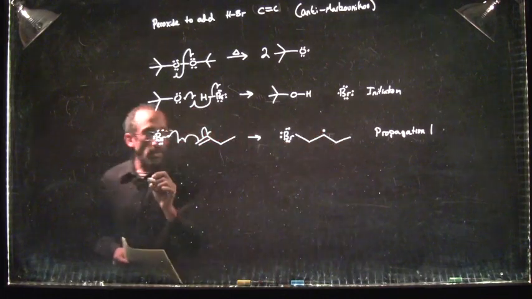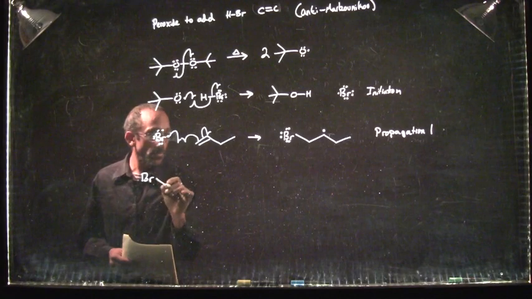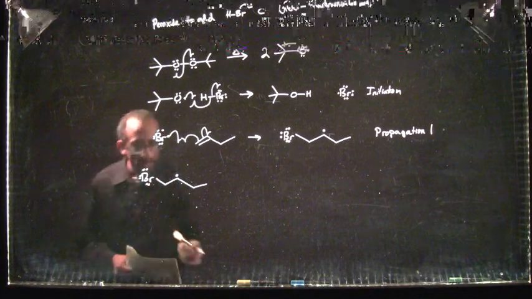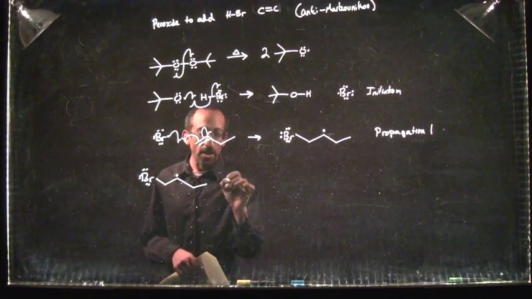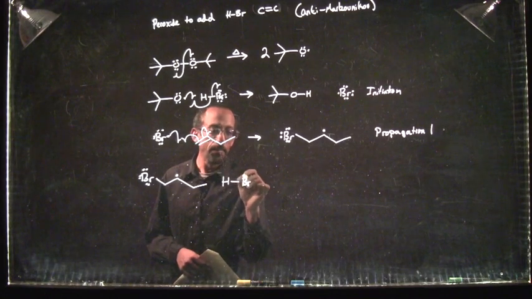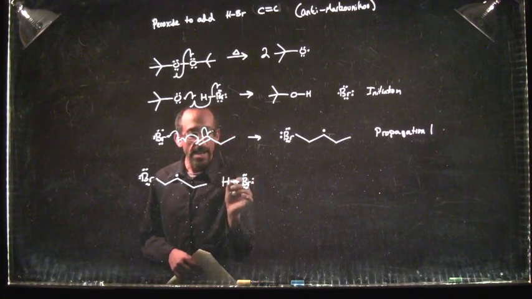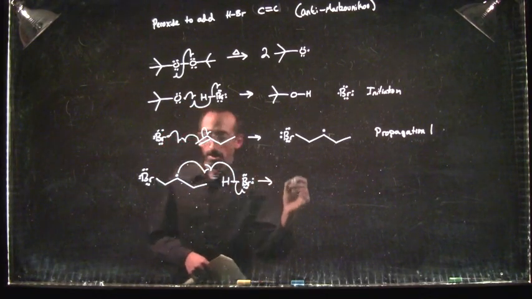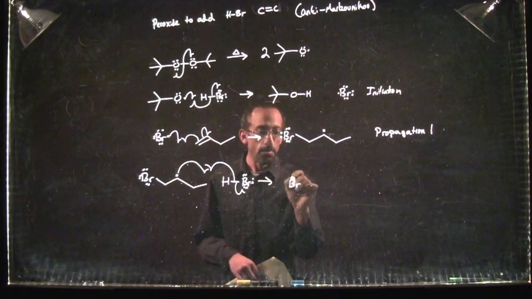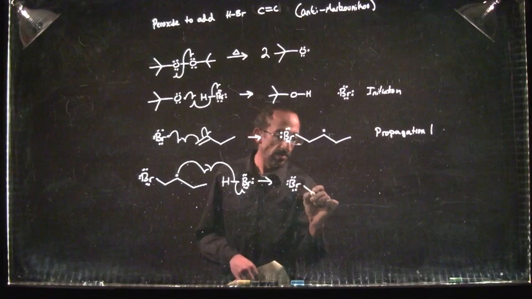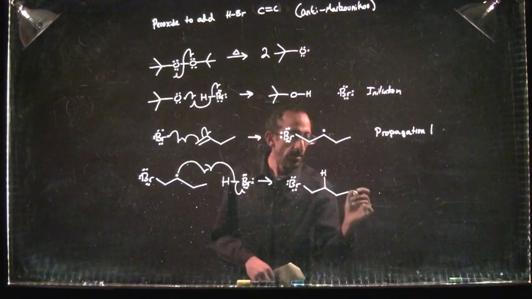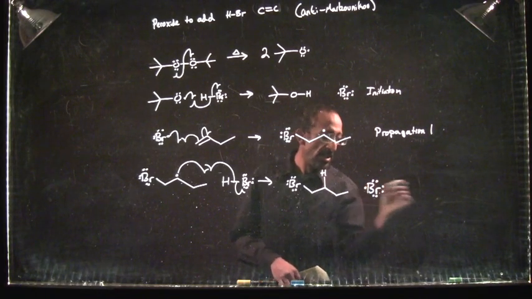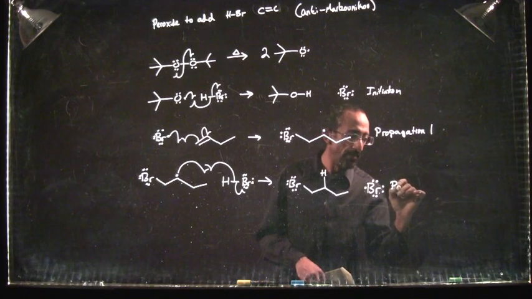This new carbon radical can find a new molecule of HBr and remove the hydrogen from it to give our brominated alkane and another bromine radical in our propagation 2 step.